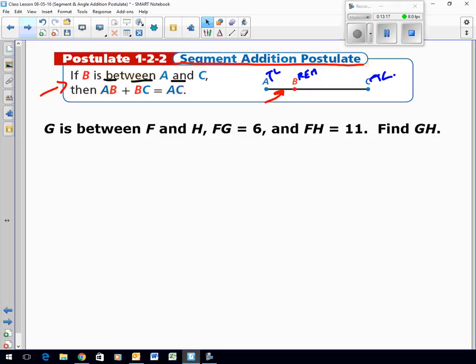All right. Here we go, guys. Here is, if you want, the segment addition postulate. How far is it? Take a guess. From Atlanta to Bremen.